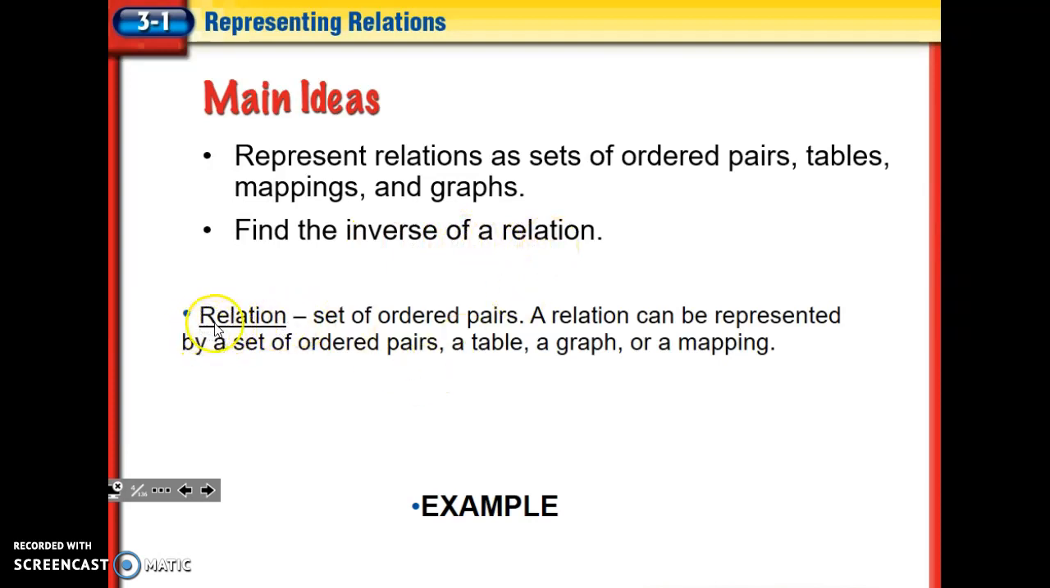The first vocabulary word is relation. Please copy this down with the definition. A relation is a set of ordered pairs. A relation can be represented by a set of ordered pairs, table, graph, or mapping.